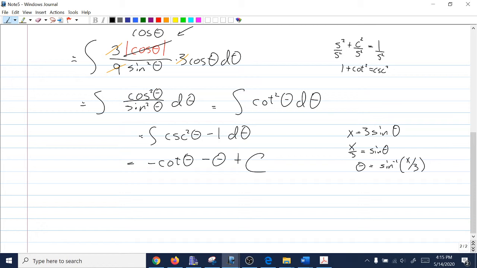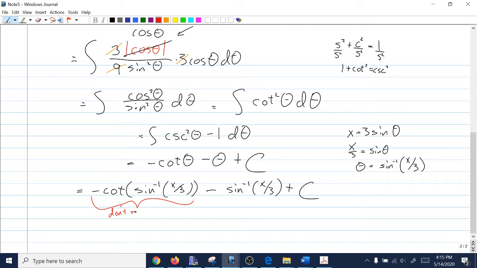Theta is sine inverse x over 3. I can just plug that in everywhere and get a technically correct answer. Cotangent of sine inverse of x over 3 minus sine inverse of x over 3 plus a constant. But it's generally considered bad form. Don't do that. This simplifies. You had a section in some class on trig that was about how do you simplify junk like that.